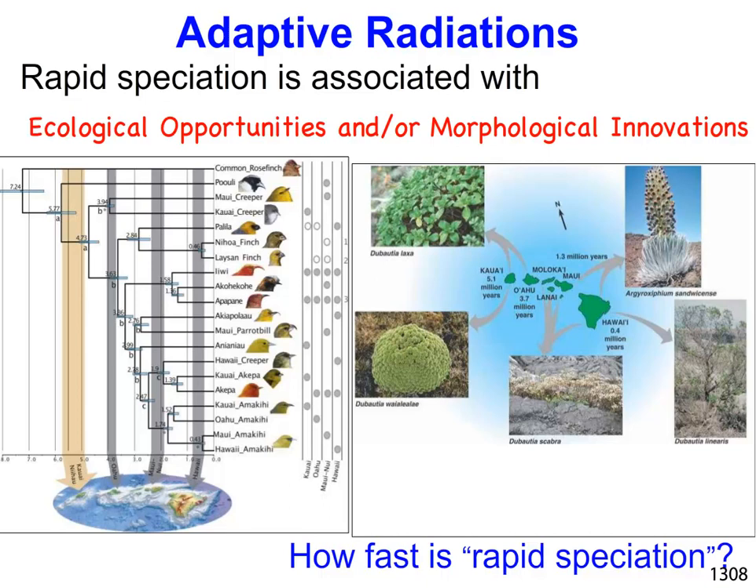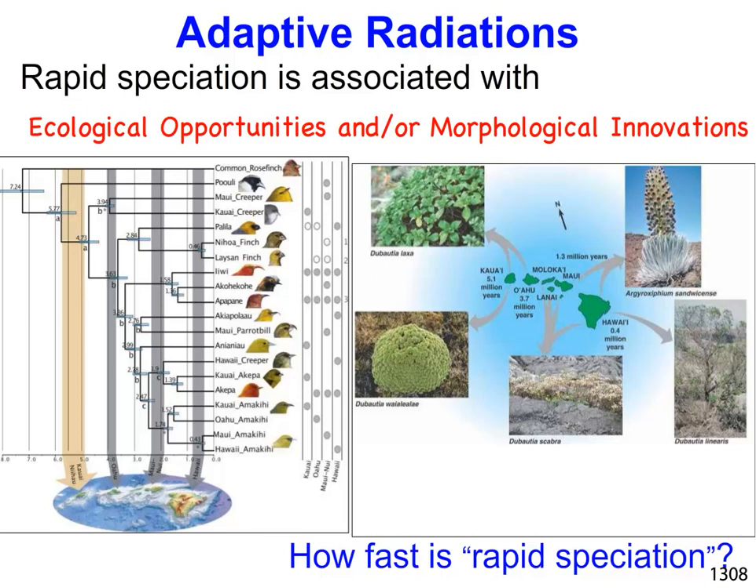Two great examples of this, as far as the birds go, happen to be Hawaiian honeycreepers, or Hawaiian silverswords, and those are the plants on the right. So the honeycreepers are the birds on the left, silverswords are the plants on the right. These are both adaptive radiation.